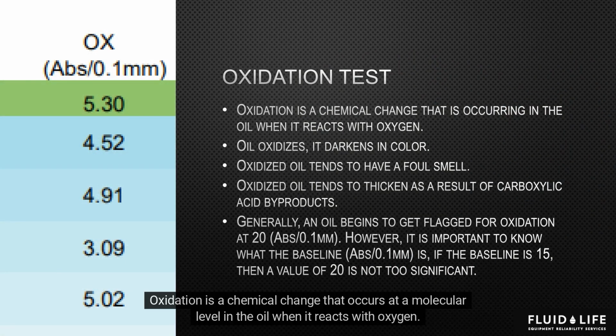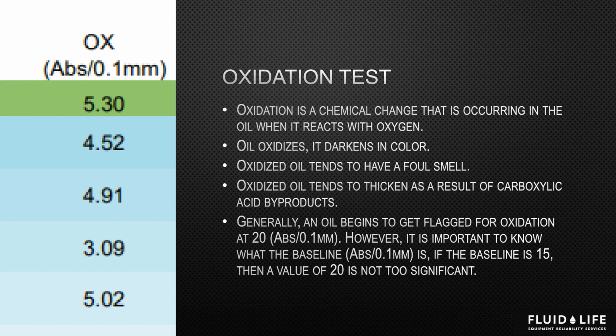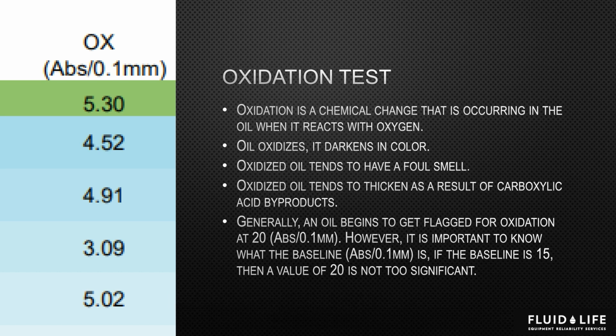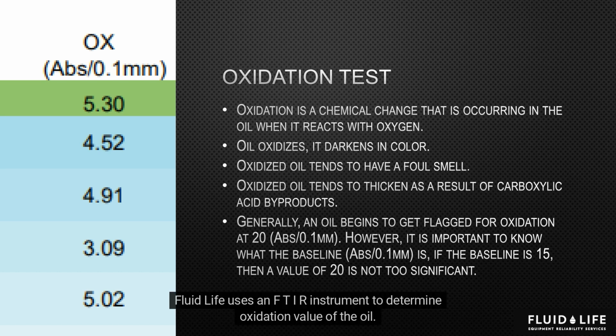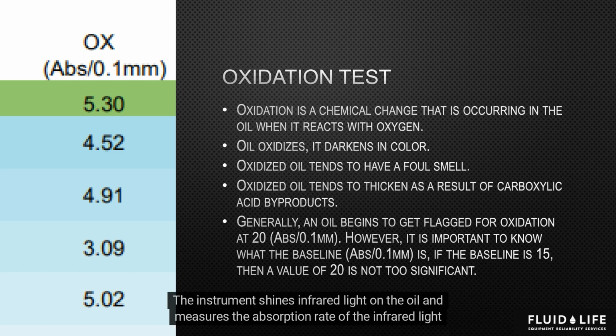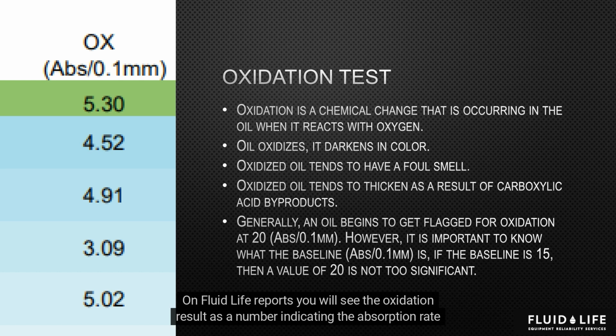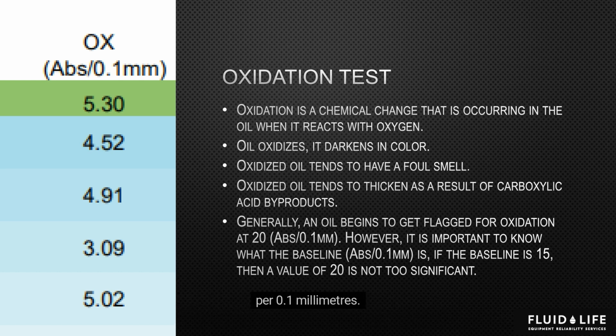Oxidation is a chemical change that occurs at a molecular level in the oil when it reacts with oxygen. By testing oxidation levels, you can determine the stability of the oil. Fluid Life uses an FTIR instrument to determine the oxidation value of the oil. The instrument shines infrared light on the oil and measures the absorption rate of the infrared light from the oil. Simply put, more absorption of light equates to high oxidation. On Fluid Life reports, you will see the oxidation result as a number indicating the absorption rate per 0.1 millimeters.